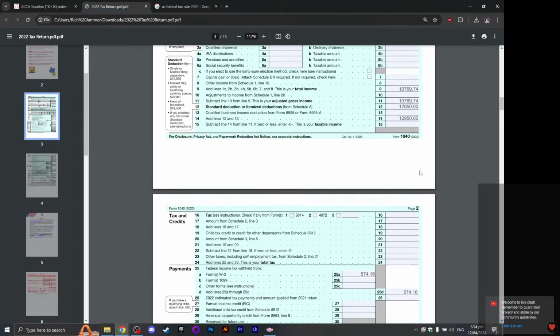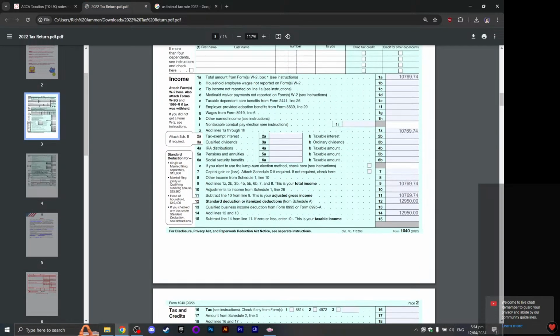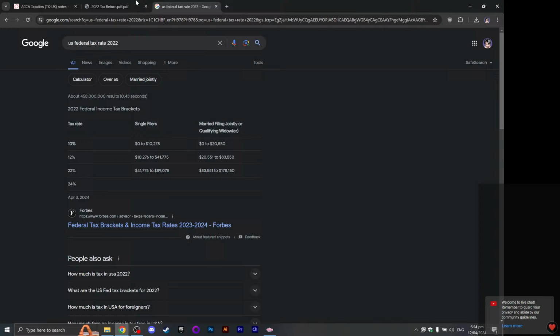Because my reported income was 10,700, right? That's from my W2. So, because, wait, it's 10%. It says 10%. Single filers. What? You pay 10% for that?